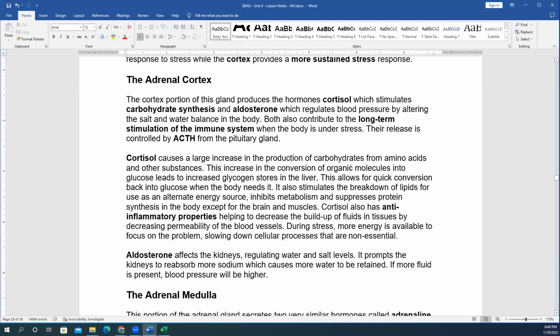So let's look a little bit more closely at these two different sections. The adrenal cortex, first of all.